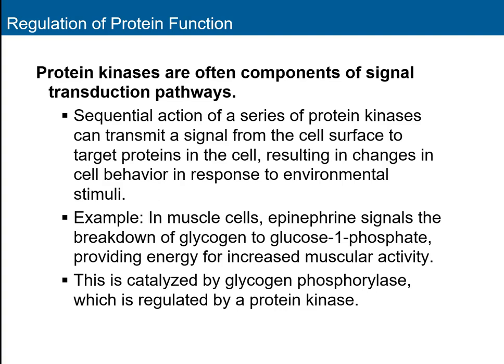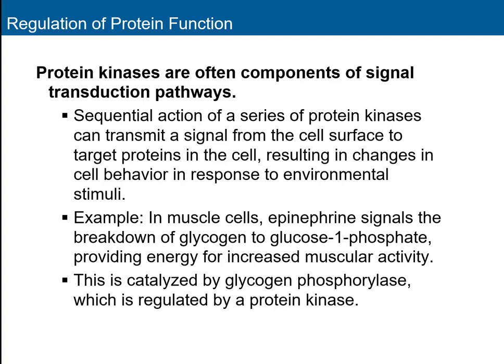It says protein kinases are often components of signal transduction pathways. We don't cover the entire signal transduction chapter or anything like that, but we do cover parts of it. And I think we gave this example already in an earlier chapter. So what's a signal transduction pathway? It's the sequential action of a series of protein kinases, meaning something binds to the cell surface and it activates a whole bunch of other proteins inside that cell, essentially a cascade of events. And it then will result in changes in that cell based on what's happening in the environment.